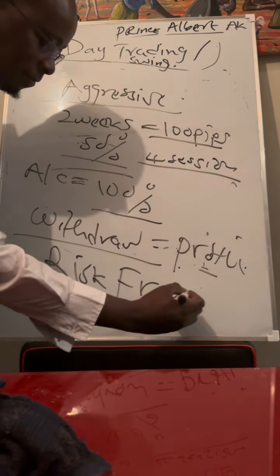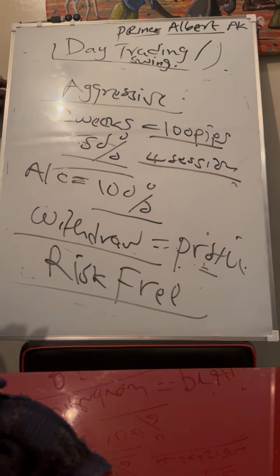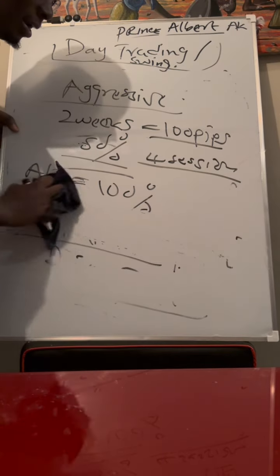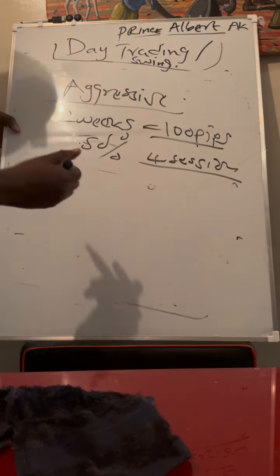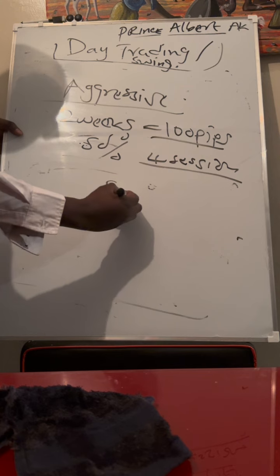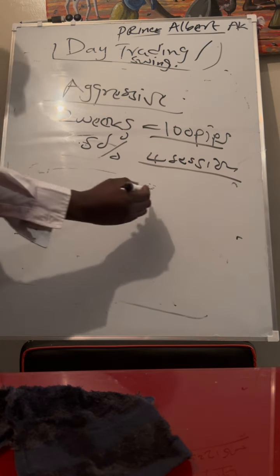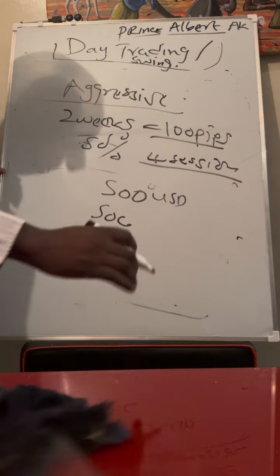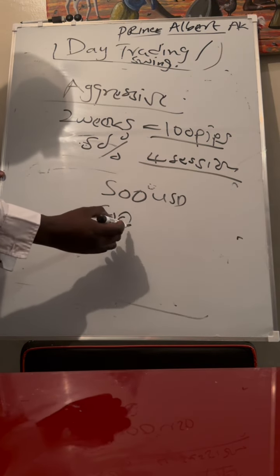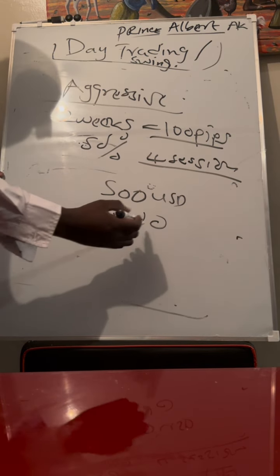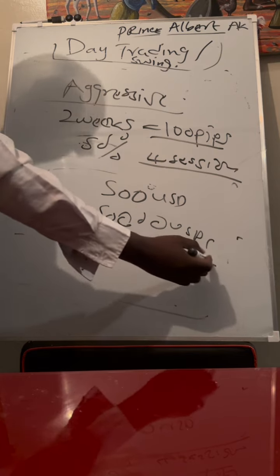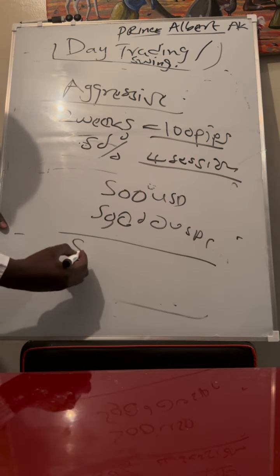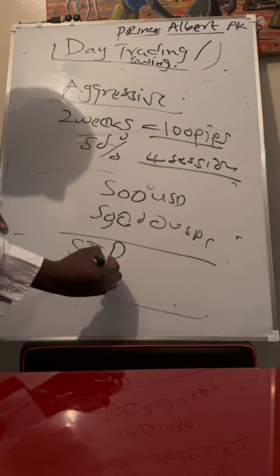So when you are trading risk free, now you can easily grow your account up to, in real sense, around 500 USD, which is equivalent to 50,000 USDC. Now from there, you can convert your account to a standard account if you want to.